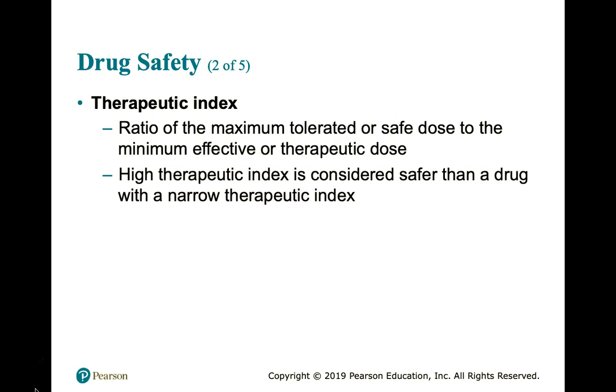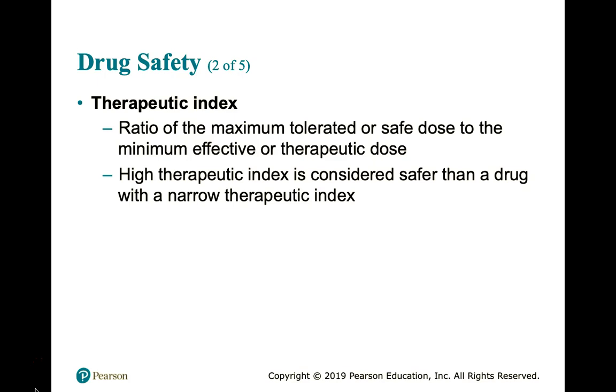Therapeutic index. This is basically the maximum tolerated or safe dose versus the minimum effective, or what we call therapeutic dose. So maximum tolerated versus minimum effective. That tells us the therapeutic index. A high therapeutic index is considered safer than a drug with a narrow therapeutic index.